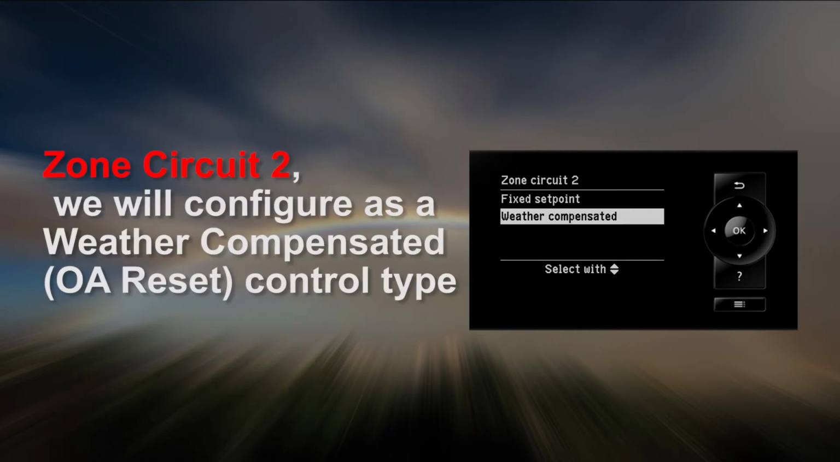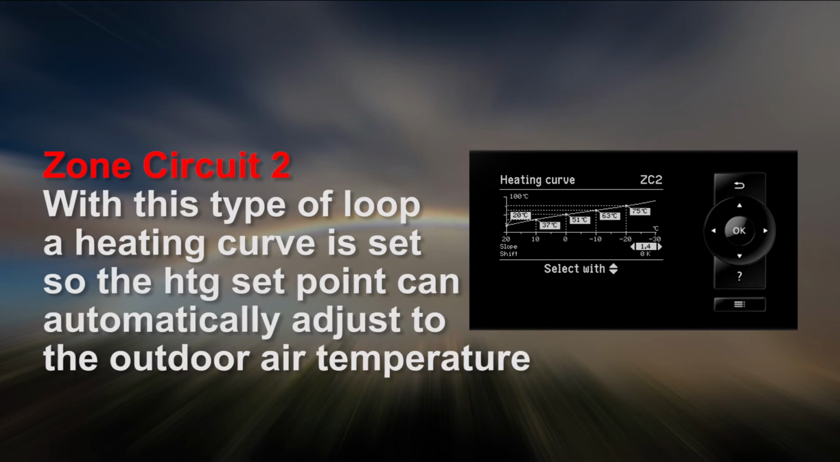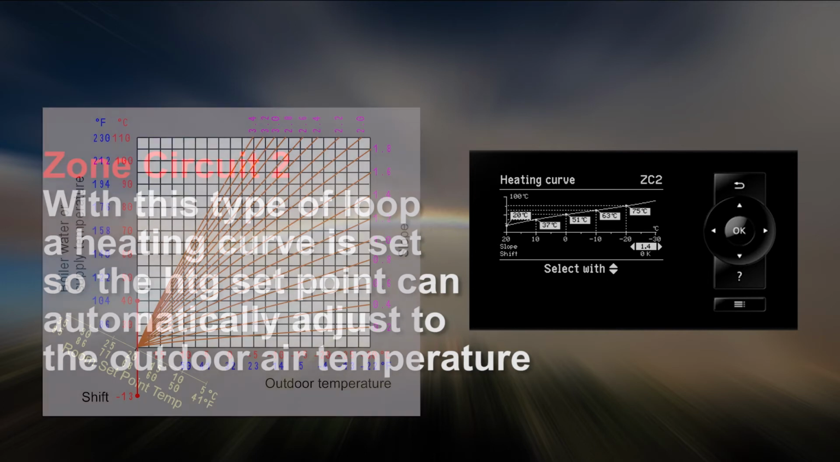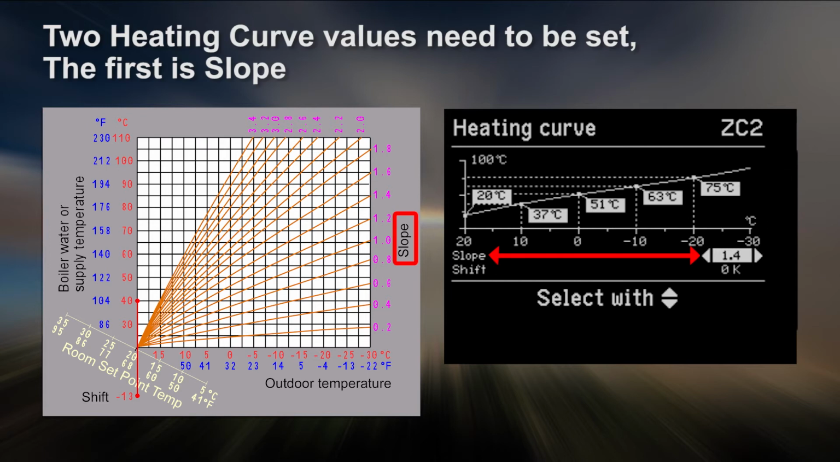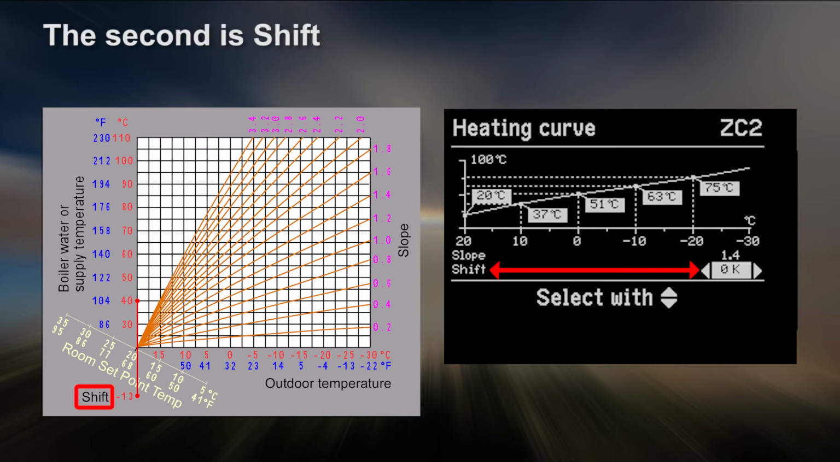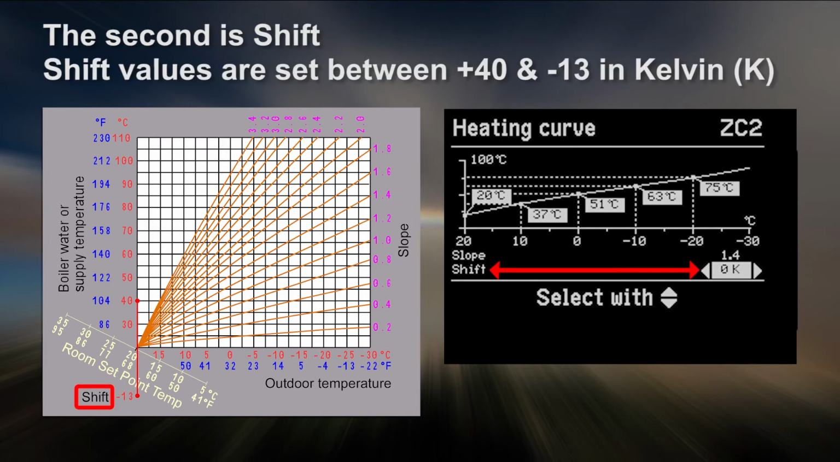Zone Circuit 2 we will configure as a weather-compensated control type. With this type of a loop, a heating curve is set so that the heating set point can automatically adjust to the outdoor air temperature. 2 heating curve values need to be set. The first is slope. The second is shift. The shift values are set between +40 and -13 in Kelvin.